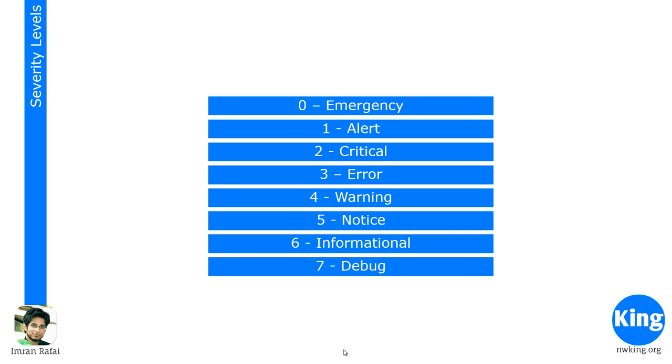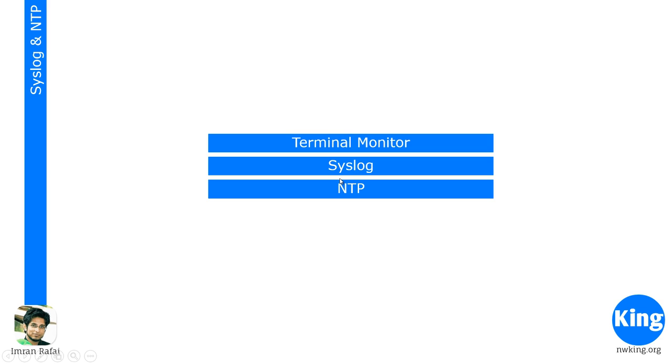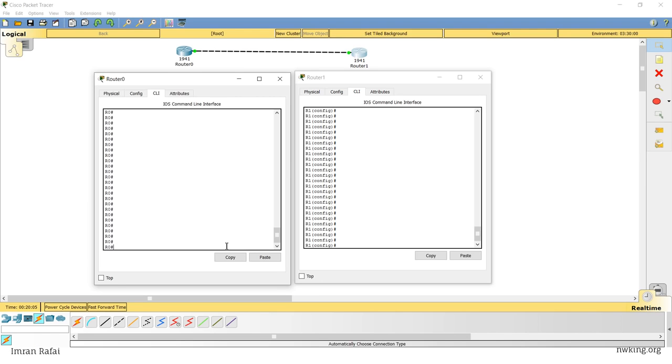Right, so that's how you tell, and these are the different severity levels that are there. So that's terminal monitor. Now let's look at Syslog. So I'm going to go back to Packet Tracer. Right, so that's how you do logging.